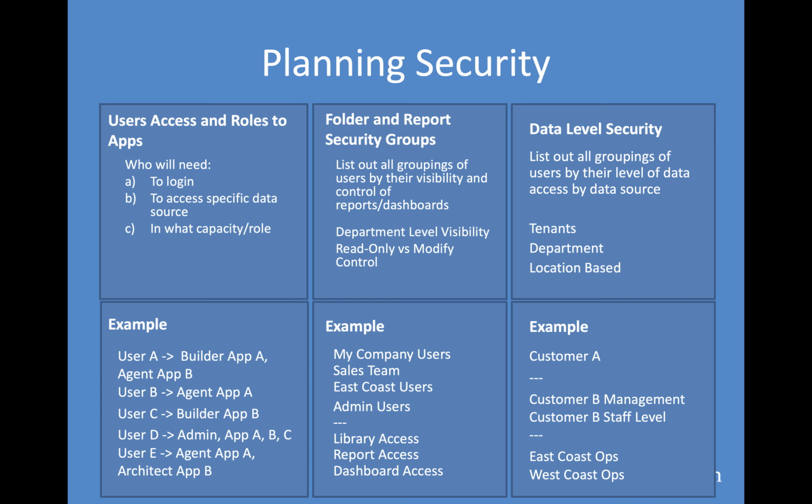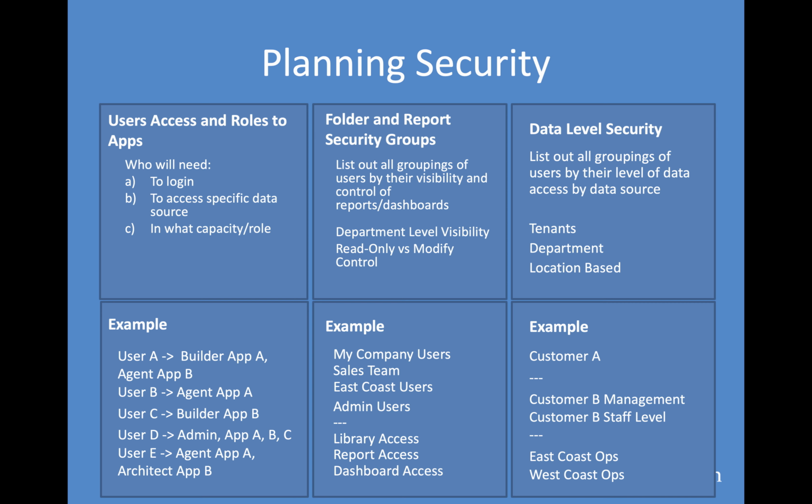So you could do groups for that. And this will make a little bit more sense once we start doing some exercises. And then the last set of security that you want to plan for is data level security. Again, you want to list out all those groupings. This is different than folder and report security, which is just what they can access and what they can do with it. Can they see something, and then can they just view only, modify, or delete?